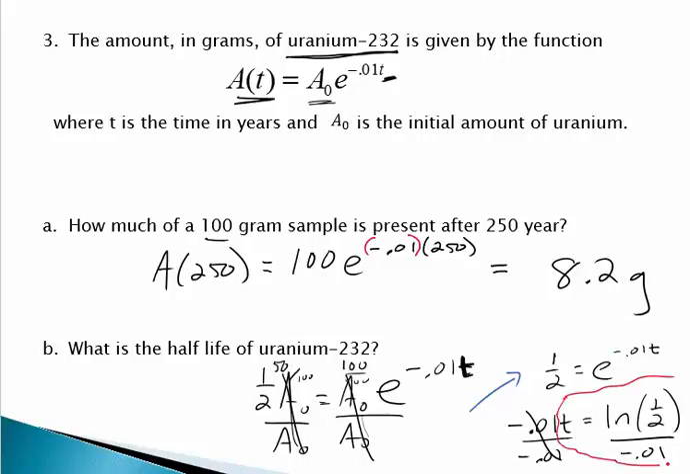But I want to run that through my calculator because it doesn't make sense to say the natural log of 1/2 divided by negative 0.01 years, right? It would make sense to give what that value is, and if you plug that into your calculator, you should get about 69 years, giving you the half-life of uranium-232. So I'll write that over here, 69 years. And that is the half-life of uranium-232.